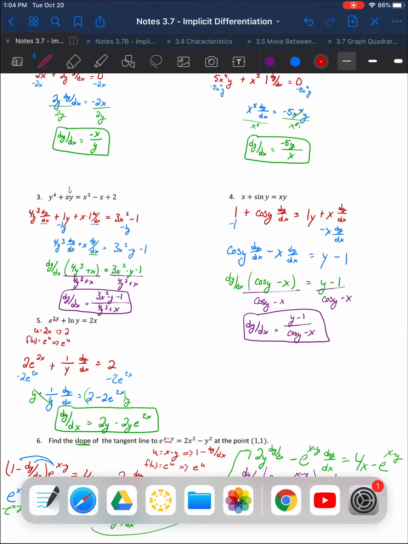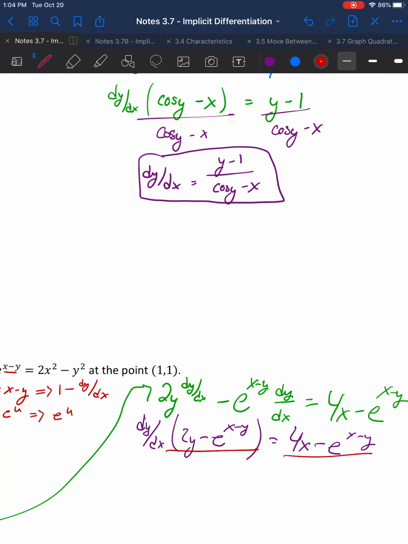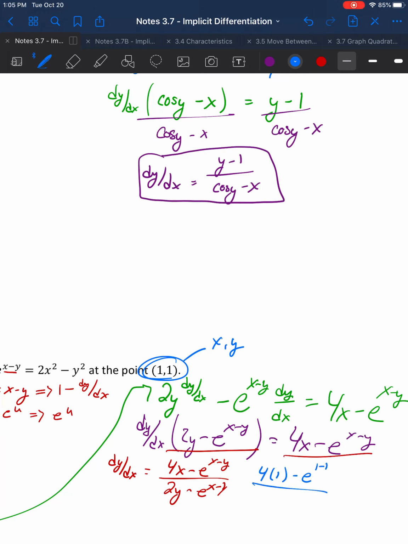I'm going to factor out my dy dx. I'm going to divide both sides by this. Oops, I didn't mean for that to happen. Oh, I did not give nearly enough room for this problem. I'm sorry. So now I've got dy dx is equal to 4x minus e to the x minus y over 2y minus e to the x minus y.